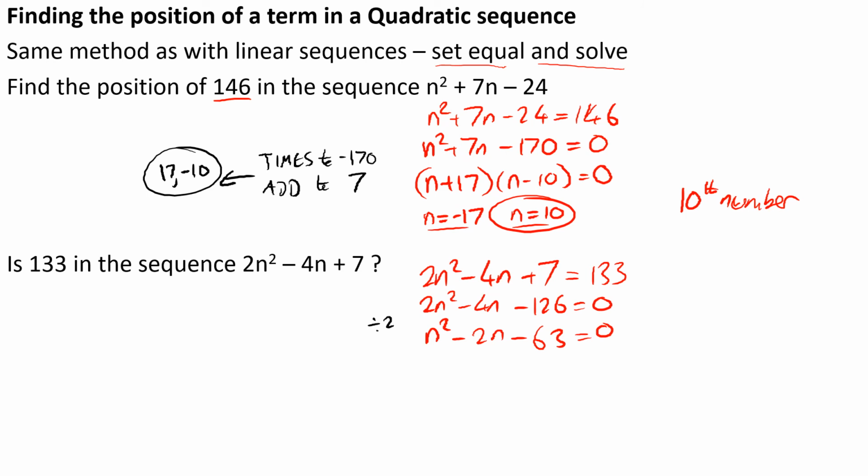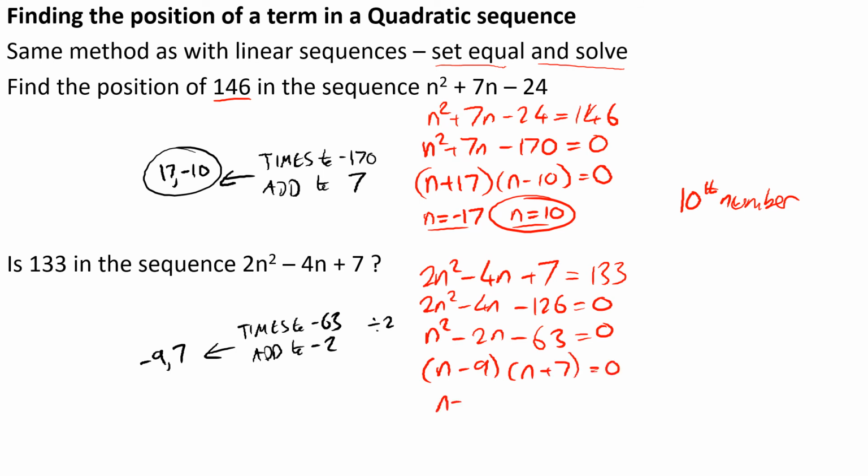So we want to find two numbers here that times to minus 63 and that add to minus 2, and those are minus 9 and 7. So we can factorize this to n minus 9 and n plus 7, and then change the sign so n equals 9 or n equals minus 7. We're going to go with the positive number, and that is a whole number as well. So yes, it is in the sequence, and we can say it's the 9th number in the sequence.